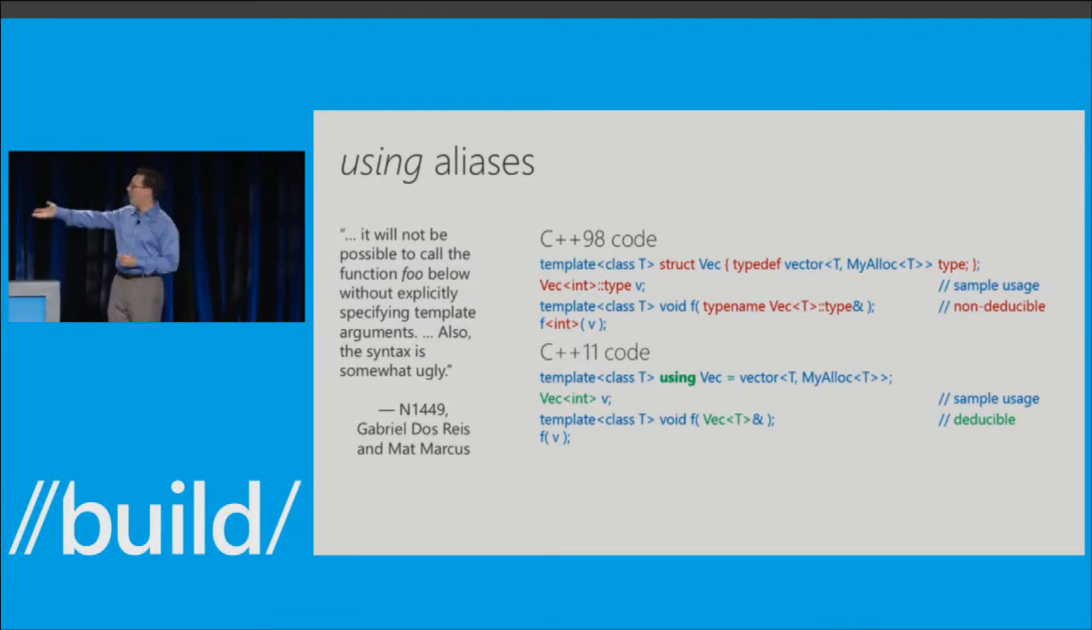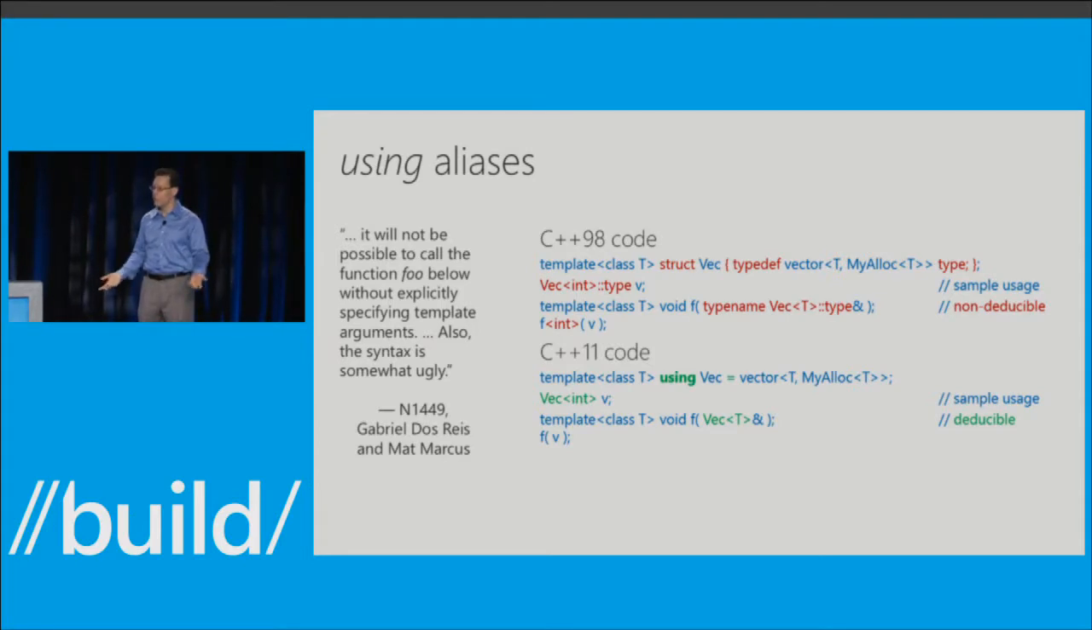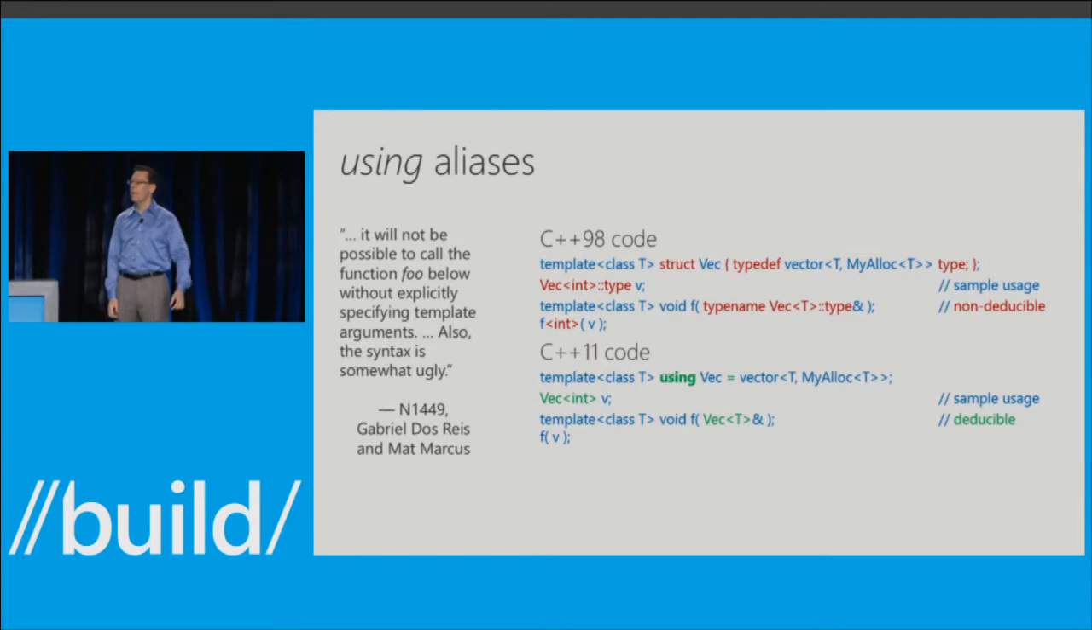What we can do now is simply say using vec = whatever, and templatize that if we want to. The alias works without typename, without ::type, and it's deducible. And basically it does what people thought could always be done, and were always surprised when it didn't work. And we're now glad we have that.